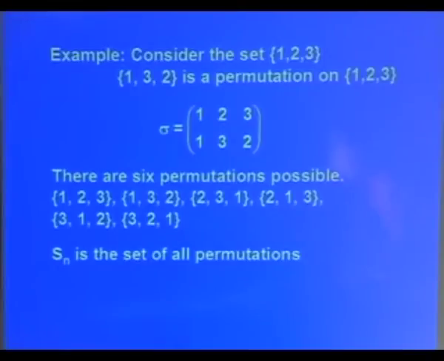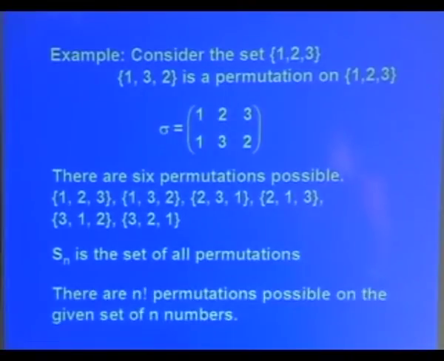So, if Sn is the set of all permutations, then we say that there are factorial n permutations possible on the given set of n numbers. We further define an ordered pair P, Q of distinct integers P and Q, then it is said to be an inversion if P is greater than Q.